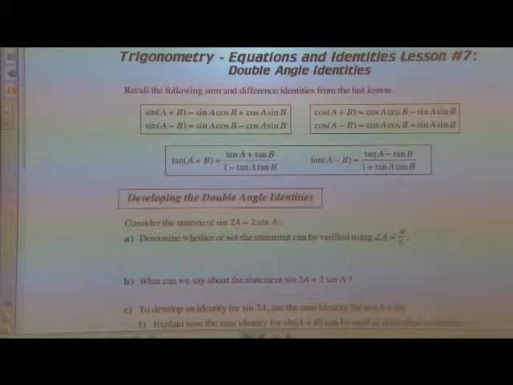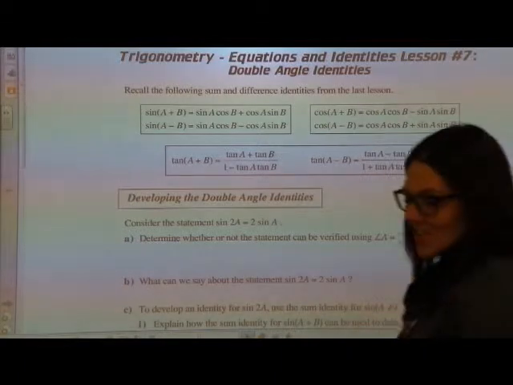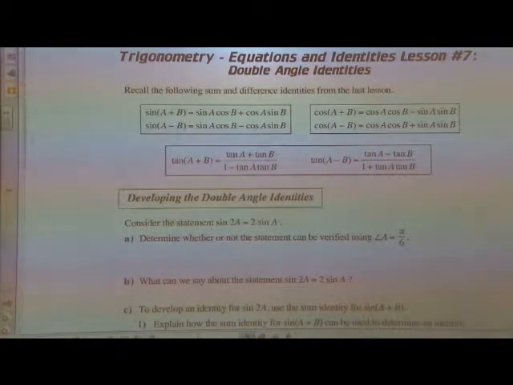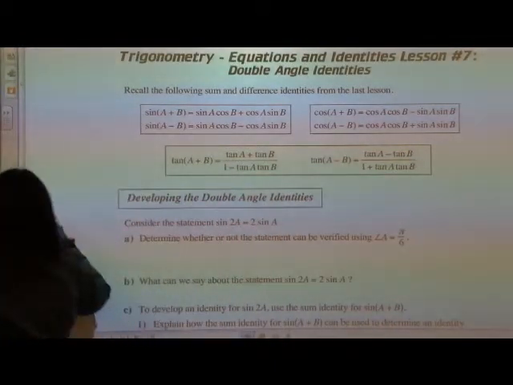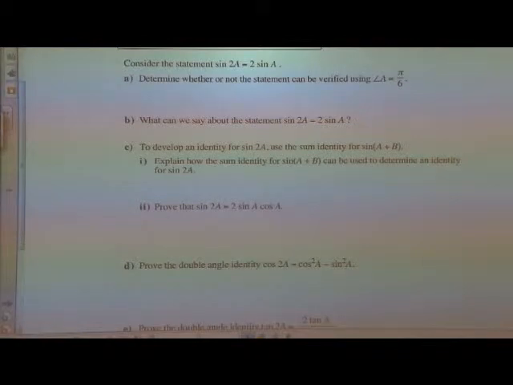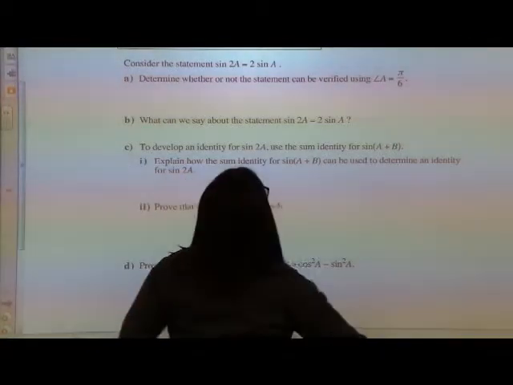Okay, lesson number 7, double angle identities. So yesterday we looked at sum and difference identities. We're going to use the sum identities to help us do double angle identities. So it says, consider the statement sine 2a equals 2 sine a. Determine whether or not we can verify this statement if a is equal to pi over 6.